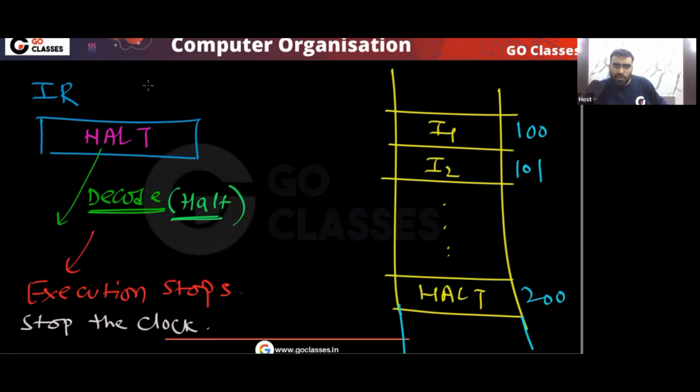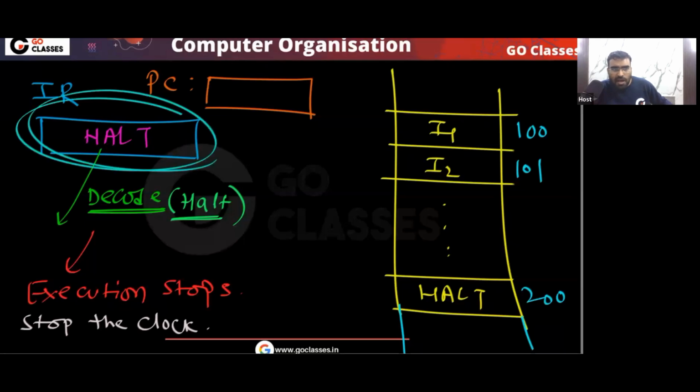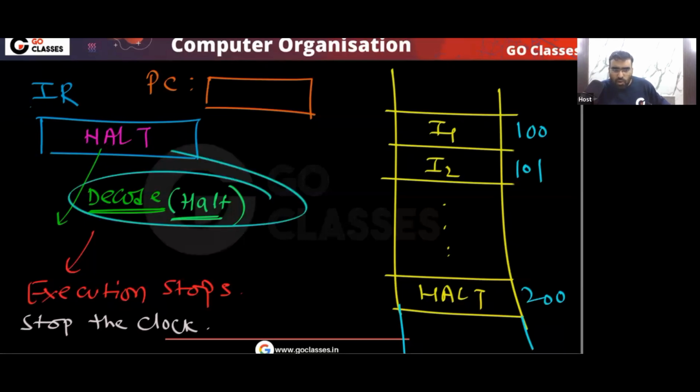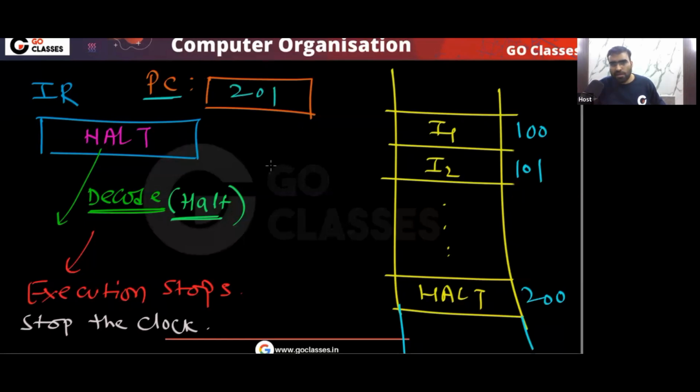And what will be the program counter value? When you fetch it, before decoding, what will the program counter value be? Please tell me. When you fetch it, I don't know what this instruction is, because first we have to decode it. Before decoding, I do not know whether this is a halt instruction or not. Once I decode, then I will find out that this is a halt instruction, and then the execution will stop. But before that, the program counter value will be 201. That will become 201. Yes or no? So very simple. That's it.